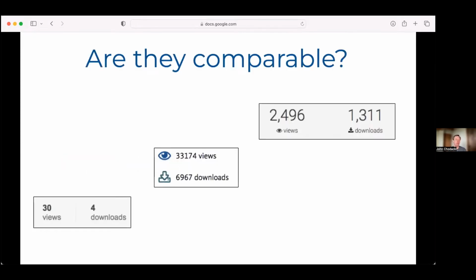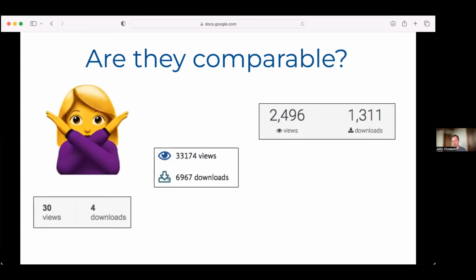Also, even within the realm of page views and downloads, how do we make sure that from one repository to the next, or one data center to the next, the data are comparable? So we have here just screenshots from a couple repositories that say this repository has 30 views and this has 30,000 views. Are these really comparable?